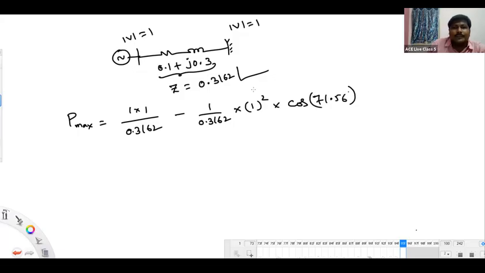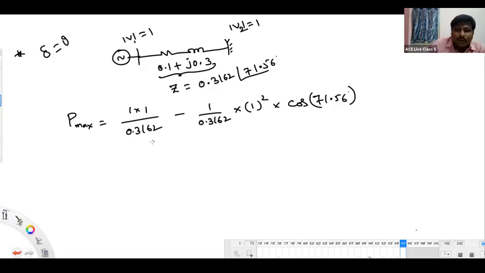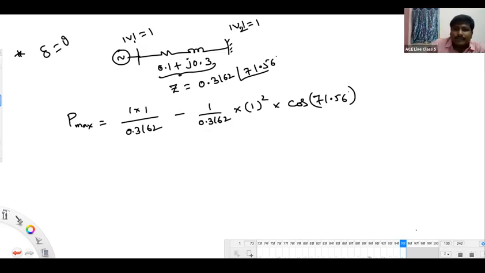It is the Pmax of that network. Delta equal to theta I have maintained, but x equal to √3 r is not maintained. This is mod v1 mod v2 by mod z, minus mod v2 square by mod z into cos of theta minus alpha. Alpha is 0. How much is this? You tell me the P maximum.